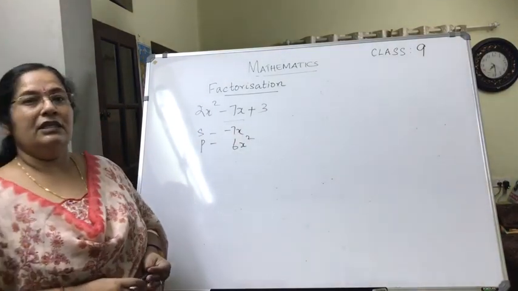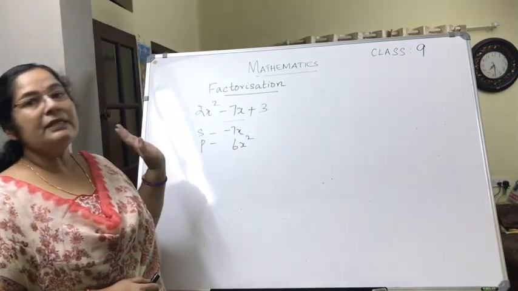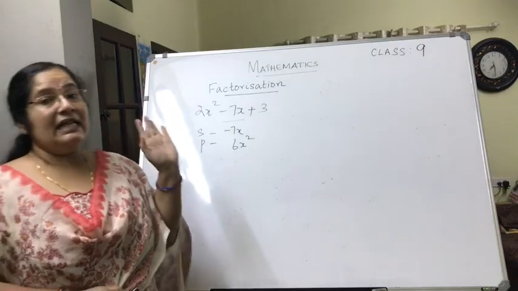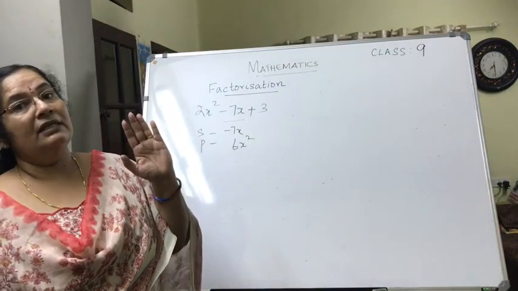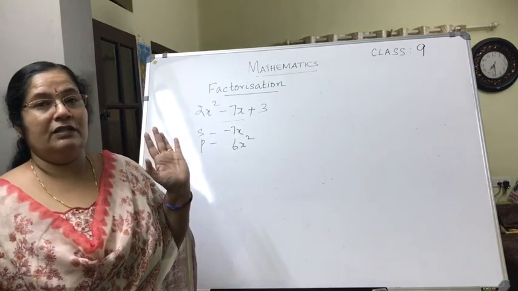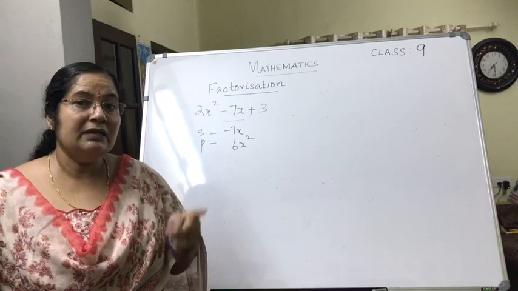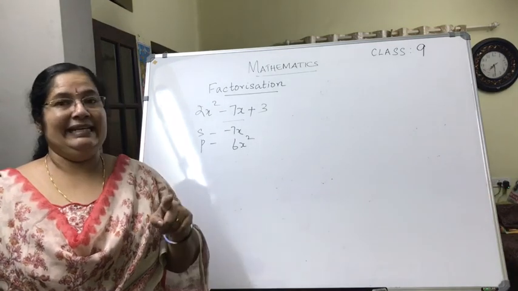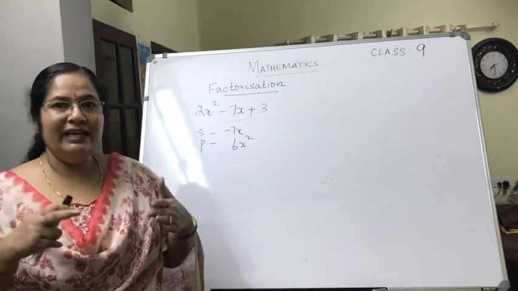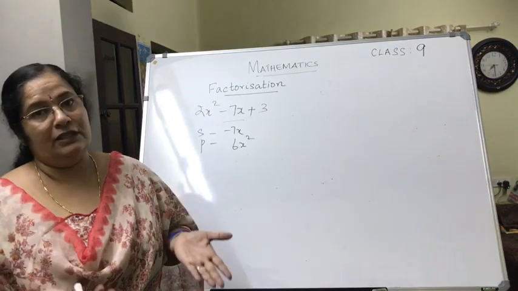Which all terms can be used so that the product is 6x square and the sum is minus 7x? Sum is minus, product is positive. So in this case, both the terms should be negative. Only then when you are adding, you will be getting a negative number, and when you multiply both negatives, you will be getting a positive number.